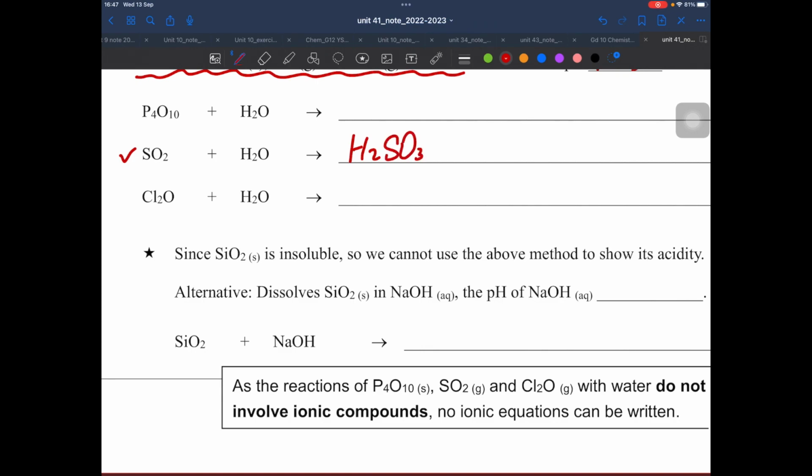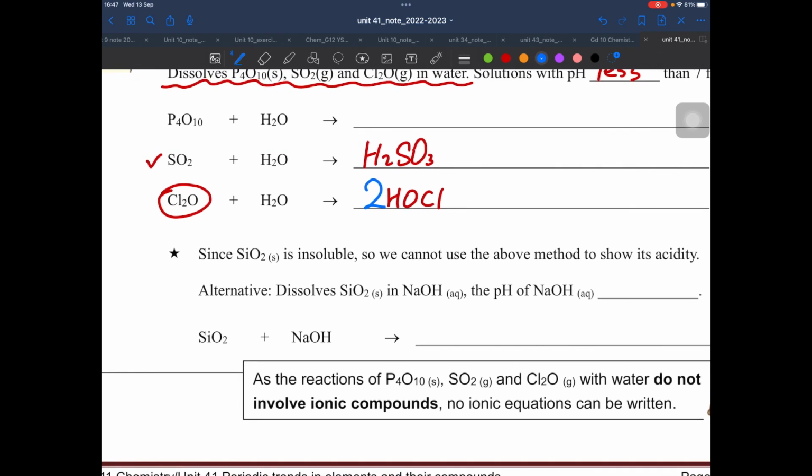What about Cl2O? Yes, this gives HOCl. This is the same species formed when chlorine dissolves in water, disproportionation. But we need to balance the equation. Here is done. And for the P4O10, okay, let me tell you the answer first. They form phosphoric acid, and 6 water is needed to form 4 phosphoric acid.